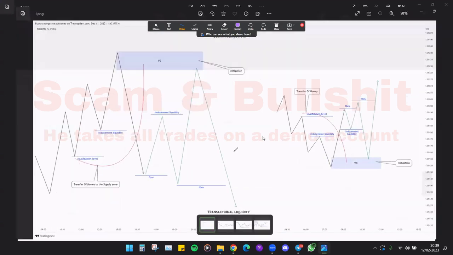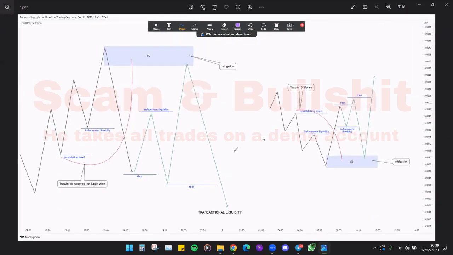Good. It's going to look a little bit confusing, but we're going to understand it. And this TLQ doesn't happen all of the time. Probably once in a while it happens on the chart. So let's see what's going to happen.